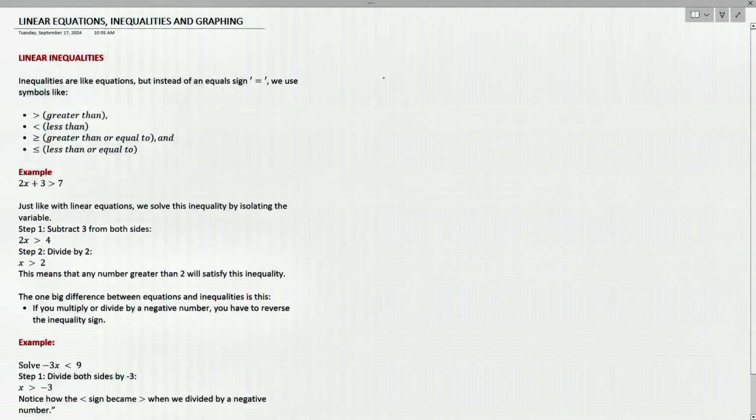Also, we'll be looking at linear inequalities. When we have the equal sign, we call this an equation.